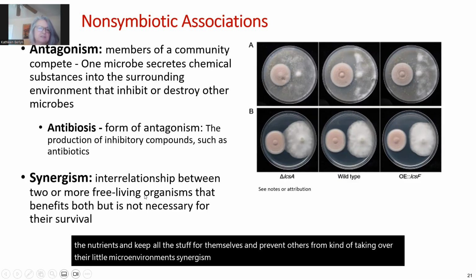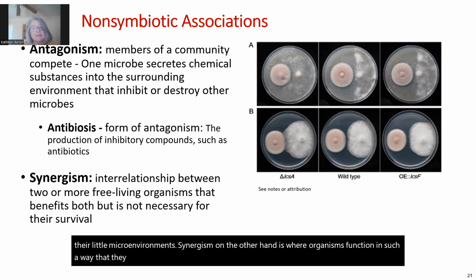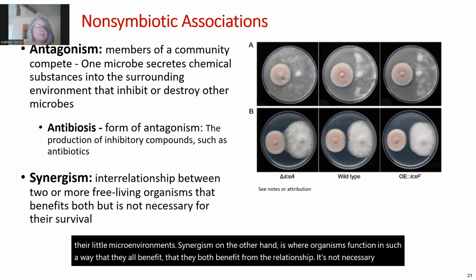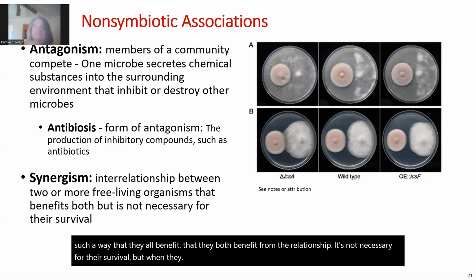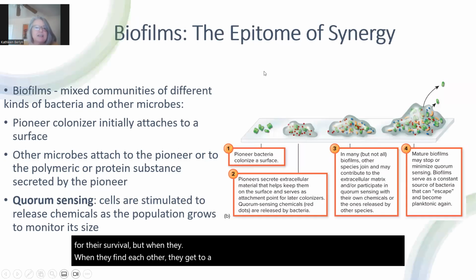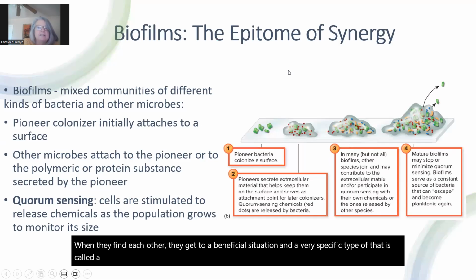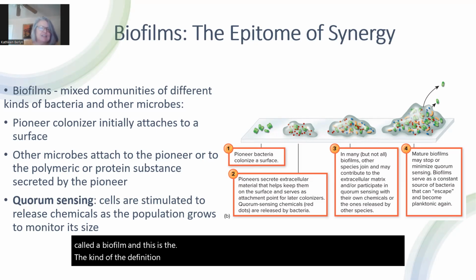and prevent others from taking over their little microenvironments. Synergism, on the other hand, is where organisms function in such a way that they both benefit from the relationship. It's not necessary for their survival, but when they find each other, they get to a beneficial situation. And a very specific type of that is called a biofilm. This is kind of the definition of synergy and how microorganisms can live together in a microenvironment.